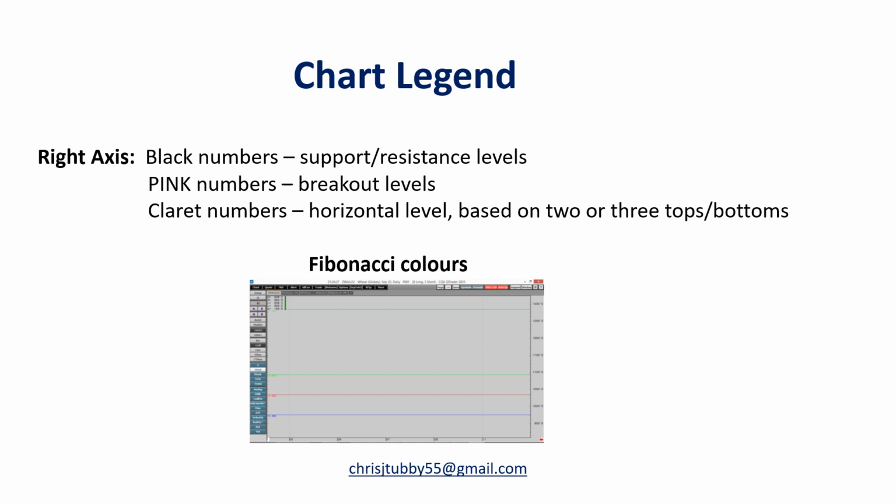So the black numbers are going to be support and resistance levels based on trend lines. Pink numbers are going to be breakout levels. And claret numbers, they're just going to be horizontal levels where I've identified support or resistance, generally based on double or triple tops or bottoms.